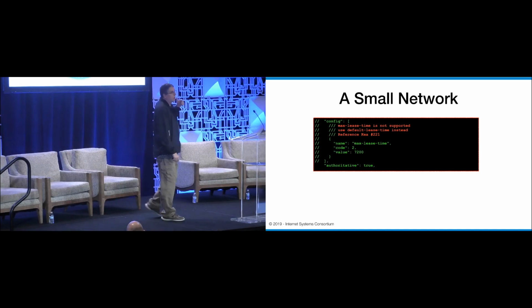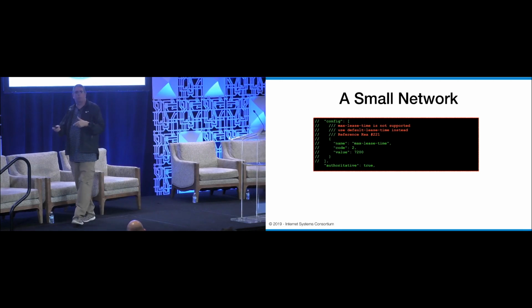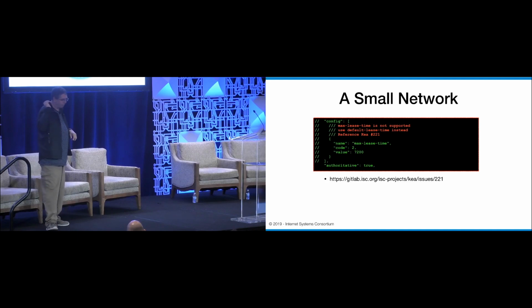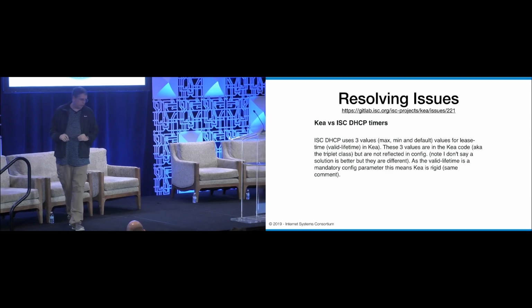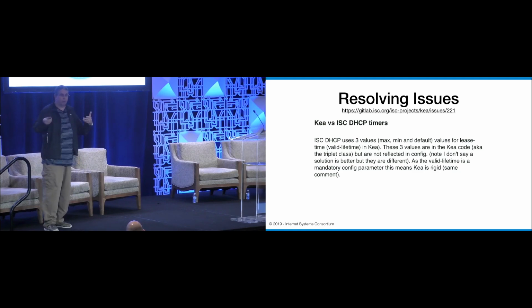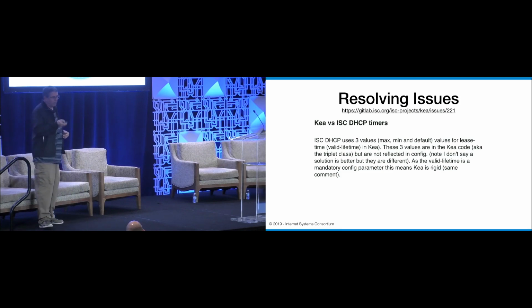Well, it turns out that when Kea was being worked on initially, that was not something that was able to be modified within the configuration. So if we go out and look at issue number 221, you see that ISC DHCP uses 3 values, max, min, and default, whereas Kea only uses valid lifetime. The 3 values are actually in the Kea code, but the configuration file was never written to allow that to be modified. You couldn't configure it, so the configuration parser didn't know how to do that.